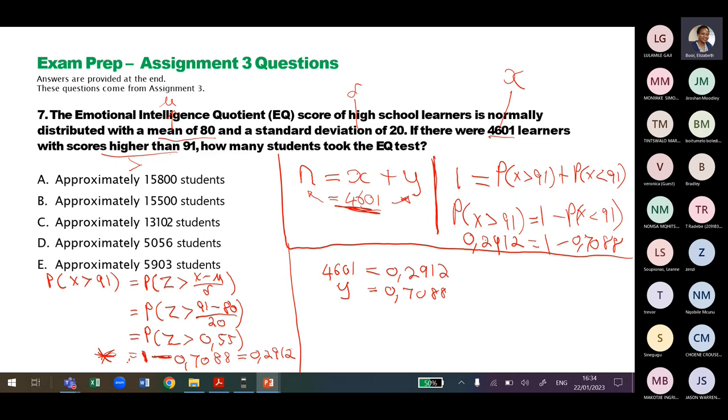So in order for us to find y, we're going to cross multiply and we're going to divide. So this will multiply that and this will multiply that. So you will end up having 4,601 multiplied by 0.7088 is equal to 0.2912 multiplied by y. But we need to divide by 0.2912 on both sides as well, so that this and this will cancel and you will be left with y.